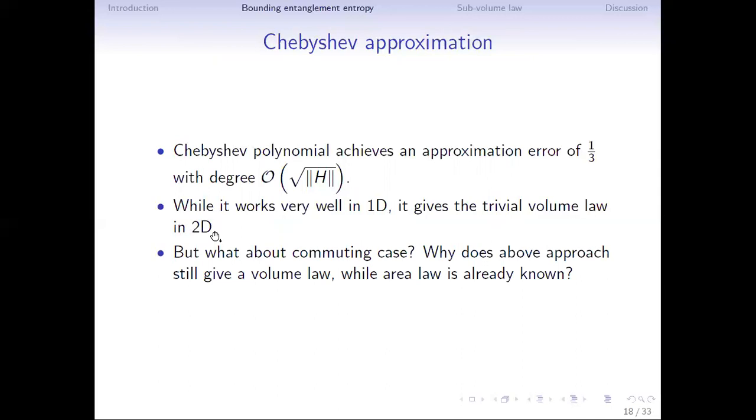But recall from a previous slide that in the commuting case, the area law is already known. Then we can ask why this approach of using Chebyshev polynomials does not really give the area law for the commuting case, while the area law is already known. And we would like to understand and recover the area law for the commuting case.